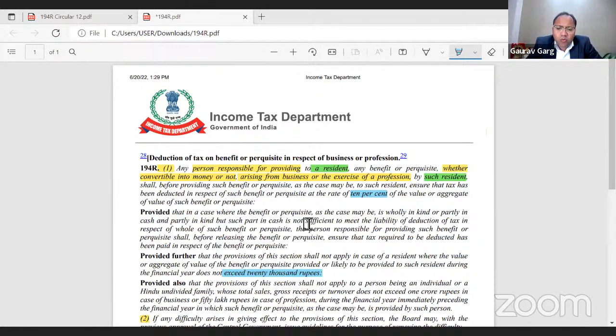But if the department is able to prove that the goods which you are giving, or the benefit or perquisite which you are giving to another person, is not because of love or respect, rather it is because of the business or profession which the other person is doing, because it is arising from the business or exercise of a profession of the other person to whom you are gifting, then they would like to penalize you, or they would like to say why you have not deducted the TDS. And the rate of TDS is 10%, and we have seen that the limit is 20,000 rupees, that the benefit or perquisite should be more than 20,000 rupees.